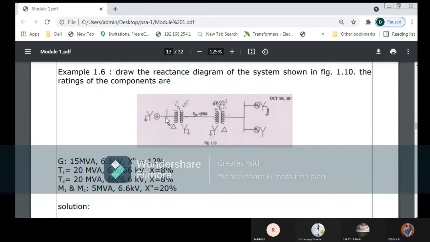Next, we don't know the new kV value, because the old one is already existing. In this case, you have to check which side the generator is connected to. The generator is connected to the LT side. So your formula will be LT equals HT into LT by HT. That is the formula where you will get the new kV value for the generator.